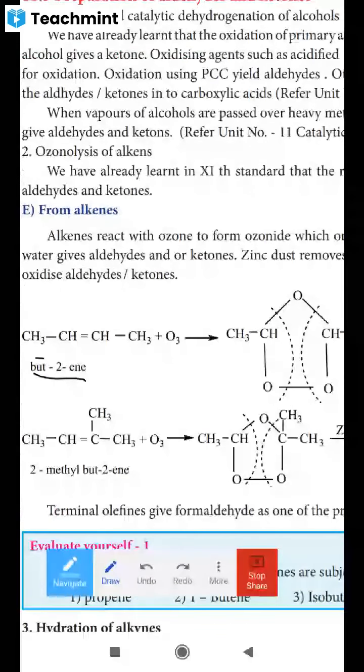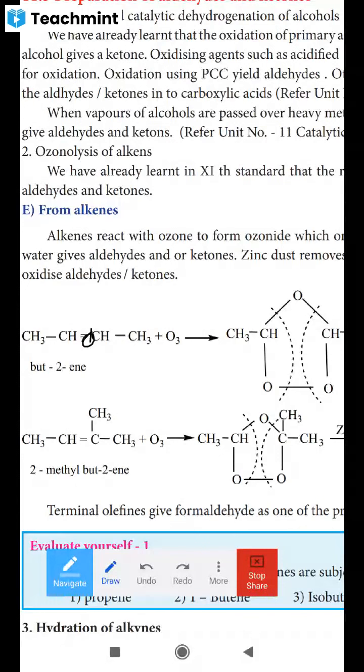Totally you are having 4 carbons and a double bond is there in the second. It reacts with ozonolysis, so you are just reacting it with ozone, which is O3. On adding 3 oxygens, here the double bond is, you are going to break this double bond.